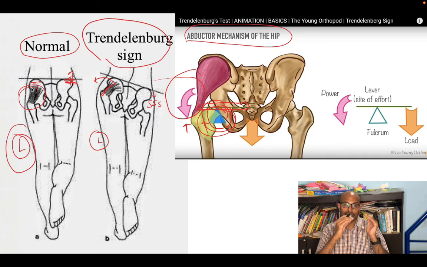Of course, if this side is affected, then the abductor mechanism is unable to lift up or correct the pelvis, and therefore the sound side sags down, and this is called a positive Trendelenburg test, SSS, that is, sound side sinks. So this is a very important concept. Maybe you should replay this a couple of times and then try and understand this, so that you don't make any mistakes in your exams. This is a very common question both in your practical exam as well as in the entrance exam.